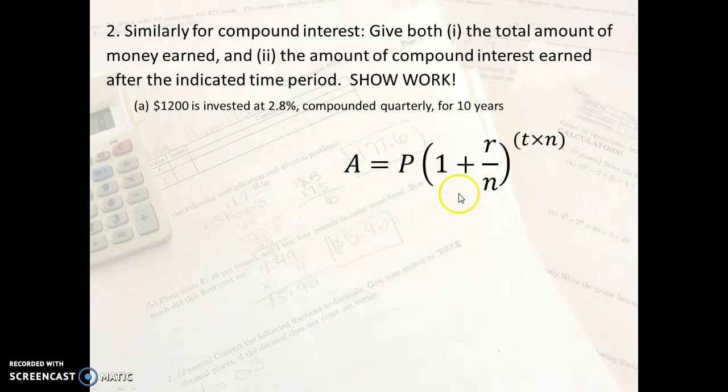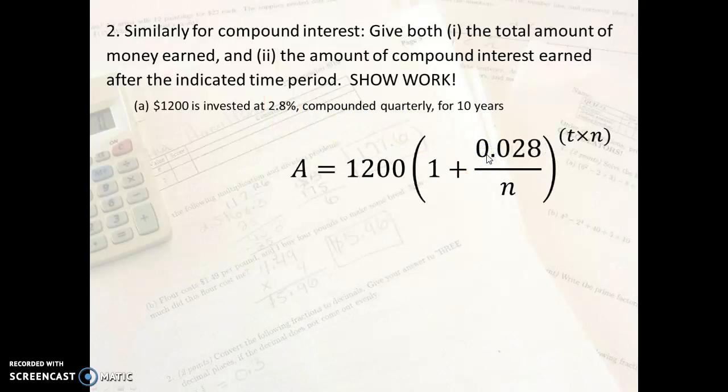Let's figure out what goes where in the formula. 1,200, that's my investment. The money I put in is the principal, the money I invest. Principal is the P, is my investment, goes right in. Next up, the percentage. Percentages are always rates. I'm not going to put 2.8. I'm going to have to move the decimal. I explained how to move the decimal in the last video in case that's a little blurry for you. But the percentages are the R's, are the rates.